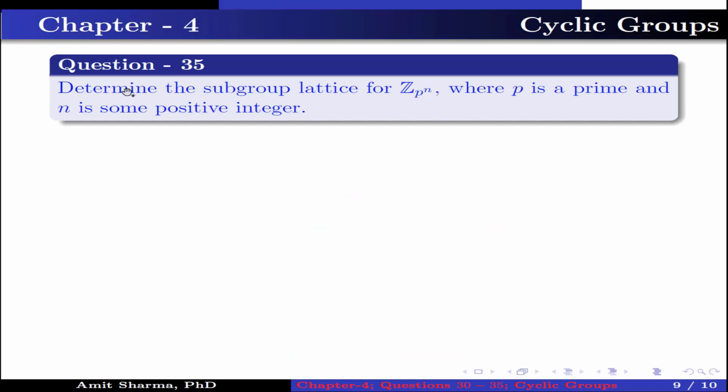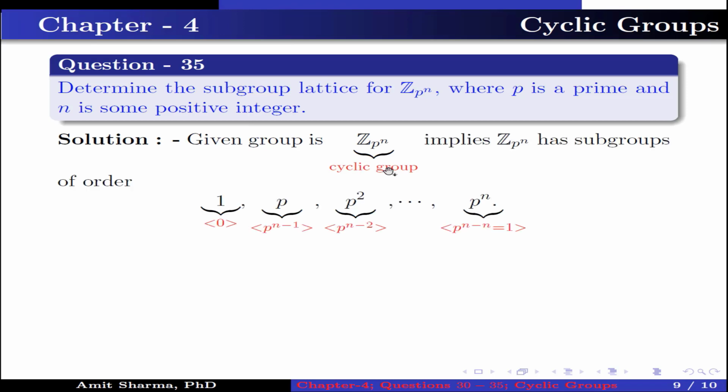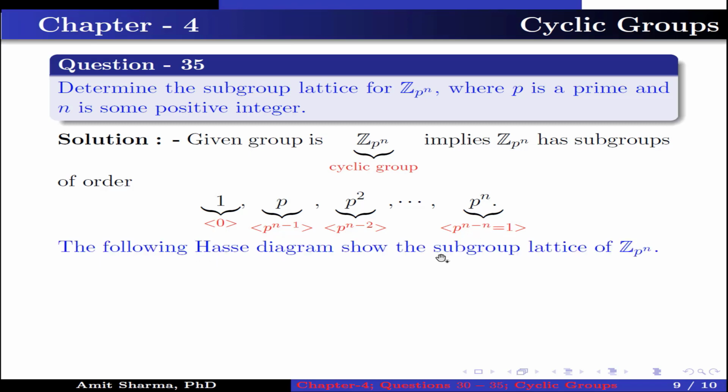Question number 35. Determine the subgroup lattice for Z_{p^n}, where p is a prime and n is some positive integer. Now the given group is Z_{p^n}, which is a cyclic group. This implies Z_{p^n} has a subgroup of order 1, which is generated by 0; p, which is generated by p^{n-1}; p^2, which is generated by p^{n-2}; and so on; p^n, which is generated by p^{n-1}, which is equal to 1.